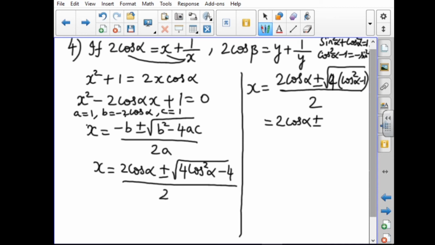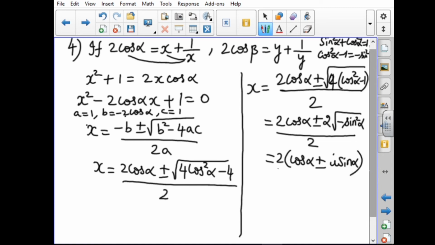Let us take 4 outside, so it will become 2 root of minus sin square alpha divided by 2. Taking 2 common, we can cancel the 2: cos alpha plus or minus root of minus 1 is i. Root of minus 1 is i, root of sin square alpha is sin alpha. So 2 and 2 get cancelled. So we have x is equal to cos alpha plus or minus i sin alpha.